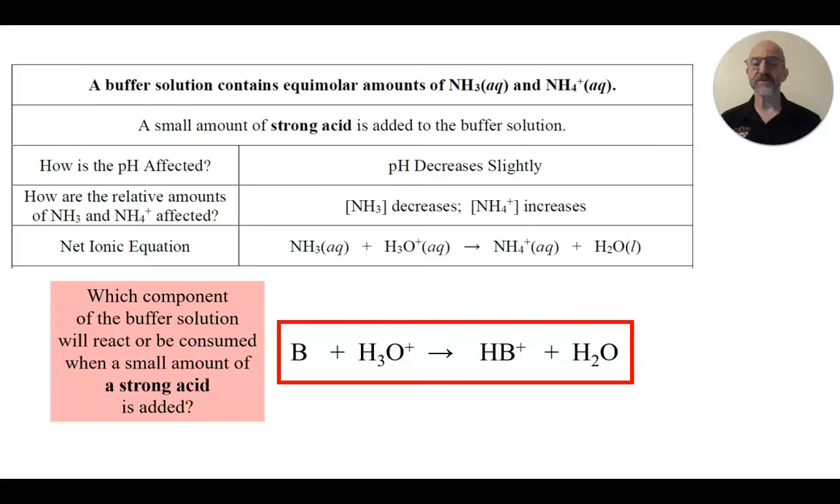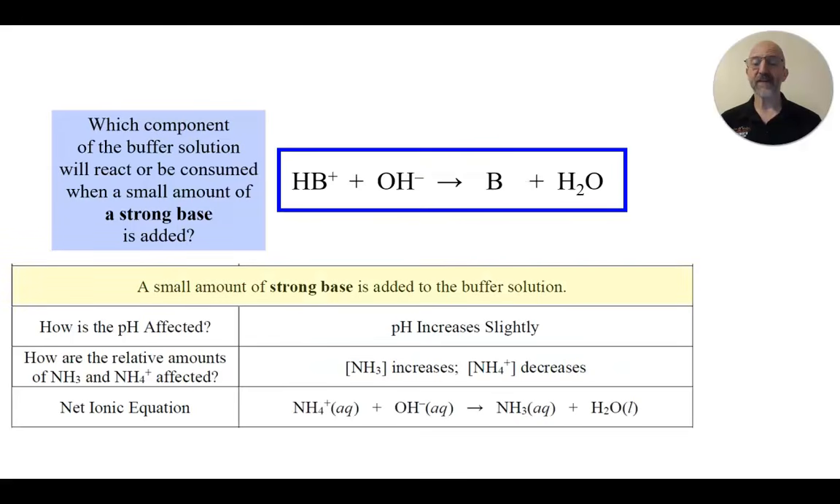Here's a few more examples. So a small amount of a strong acid is added to this buffer solution. pH decreases slightly. In this case, the ammonia decreases and the ammonium increases. There's the net ionic equation. And what if a small amount of a strong base was added to this buffer? The pH would increase slightly. The concentration of ammonia would increase a little bit. Concentration of ammonium would decrease a little bit. Again, you should be very familiar with the net ionic equations for what happens when either a strong acid or a strong base is added to a buffer solution.